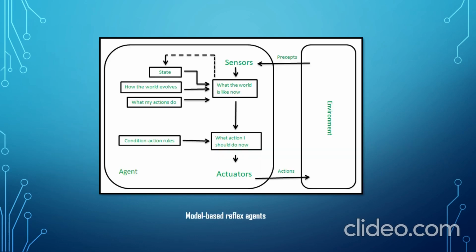Similar to the simple reflex agent, the model-based reflex agent also gets the information from the environment through sensors, like what the world is like now and what the present condition is. The model-based reflex agent has an internal state which may change according to the previous perception, which may not support the present perception. It also has knowledge about the world, how the world evolves and what my actions can do on the environment. According to the condition-action rules, the model-based reflex agent gets to know what action has to be performed and performs it on the environment through the actuators. This is how a model-based reflex agent performs.